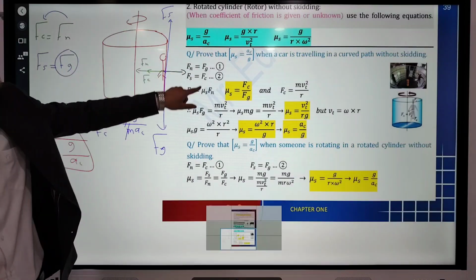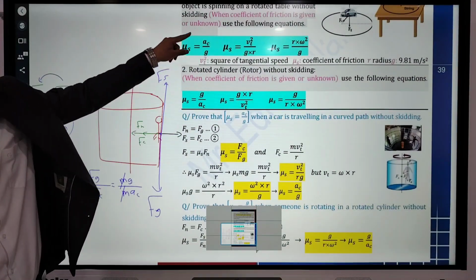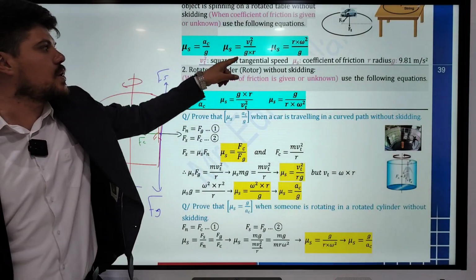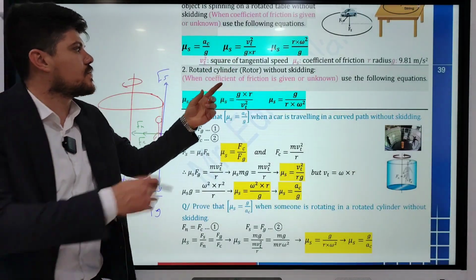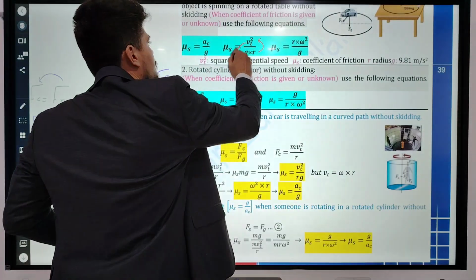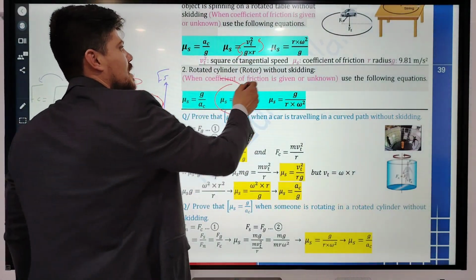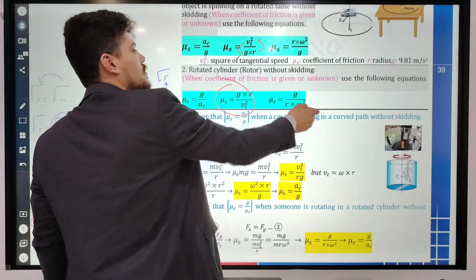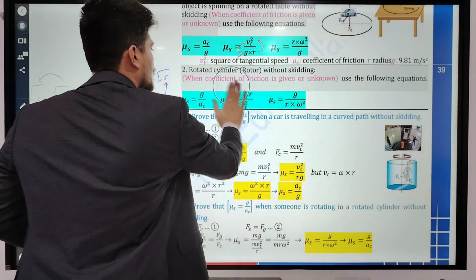Opposite the first case. In the first case, it was ac over g for the car, but for the cylinder, it's g over ac. Mu s was Vt squared over g R, but here it is g R over Vt squared. If you turn this upside down, you can get this equation. Instead of R omega squared over g, it is g over R omega squared. Okay, guys?